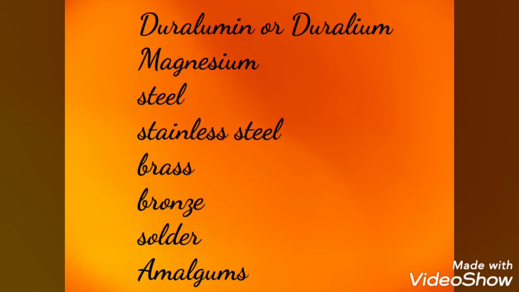Now, some of the common alloys are duralumin, magnalium, steel, stainless steel, brass, bronze, solder, and amalgams. Duralumin and magnalium are the alloys of aluminium. Steel and stainless steel are the alloys of iron. Brass and bronze are the alloys of copper. Solder is an alloy of lead and tin, whereas amalgams are the alloys of mercury.